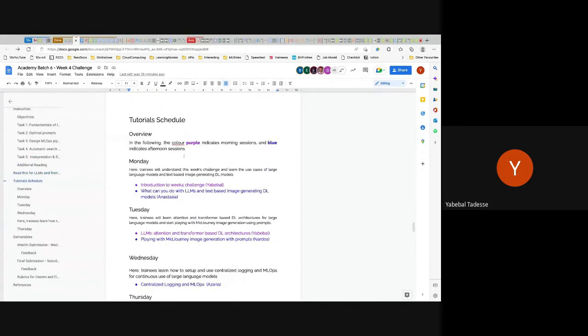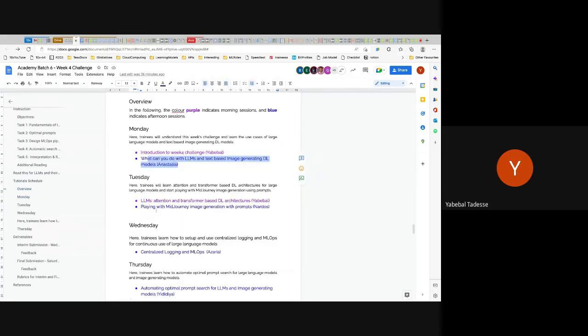Great. So over the week we will have a few tutorials. What can you do with LLMs and text-based image generating DL models? Anastasia will give you that this afternoon. Tomorrow, LLMs, attention and transformer-based DL architectures, I will give you that. If you have read some of the references I gave you, you'll have a chance to ask me questions about the architecture, what it means, things you haven't understood. And I will also review that.